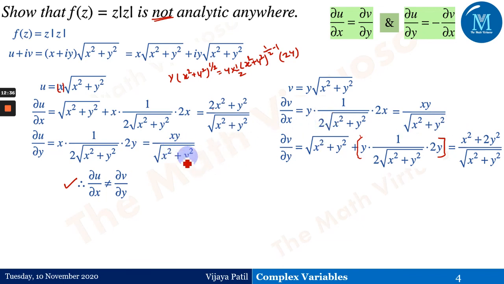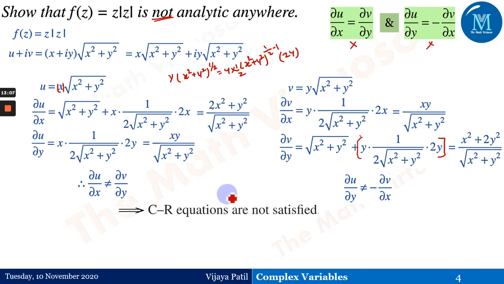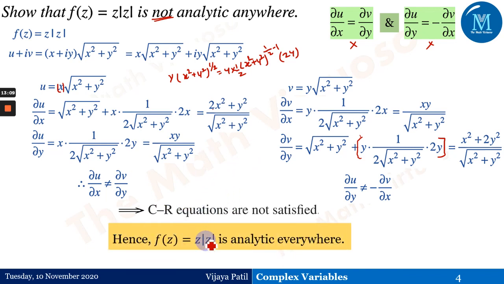If you observe, they should be opposite in sign, but they are not, they are equal, and that means what? This condition is not getting satisfied. So ∂u/∂y should be equal to minus ∂v/∂x, wherein I am getting them equal. So this condition is not getting satisfied, this is also not getting satisfied, and hence z into mod of z is analytic everywhere.